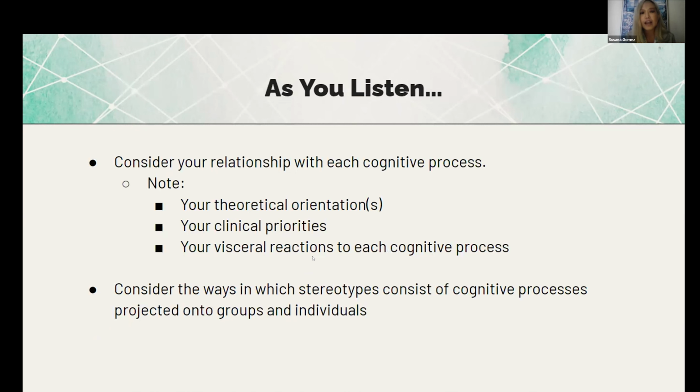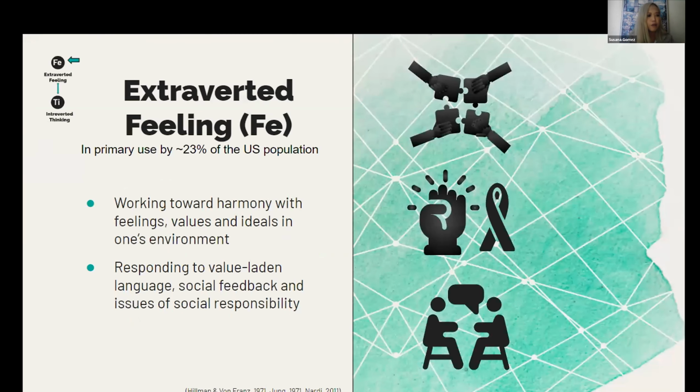As you listen, I invite you to consider your own relationship to each cognitive process. Can you identify the cognitive processes toward which you are more inclined and the ones you value less? Consider your preferred theories and clinical priorities. I also invite you to notice your visceral responses as I cover each cognitive process. In addition, see if you can identify the ways in which stereotypes consist of cognitive processes projected onto other people and groups.